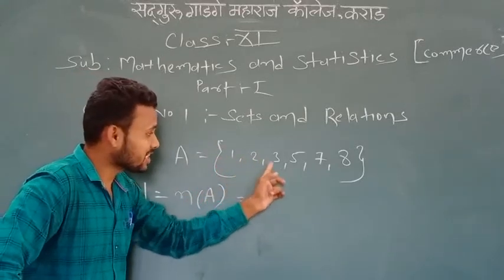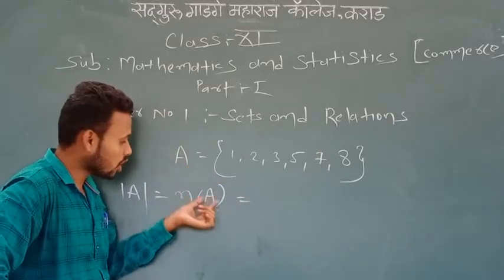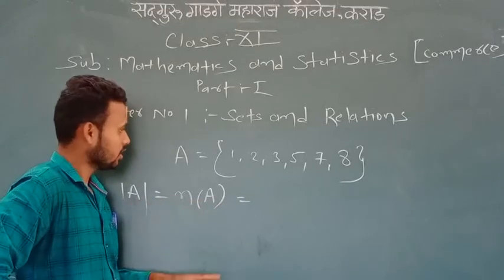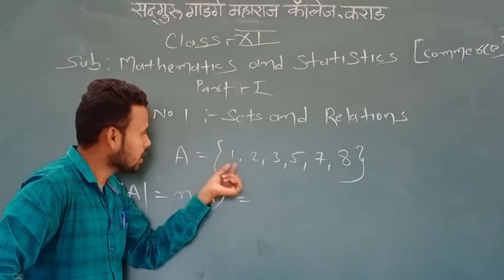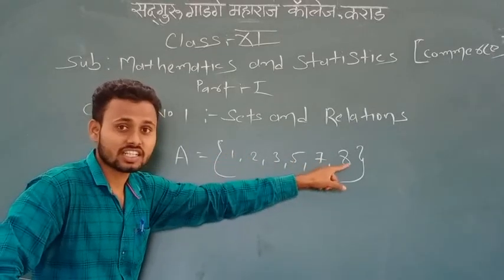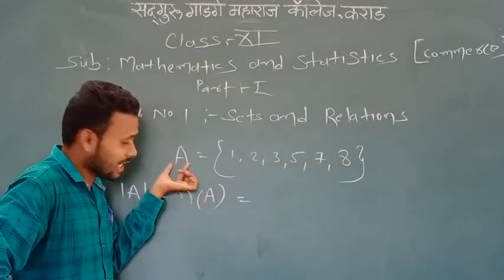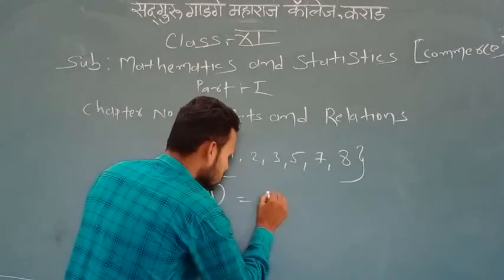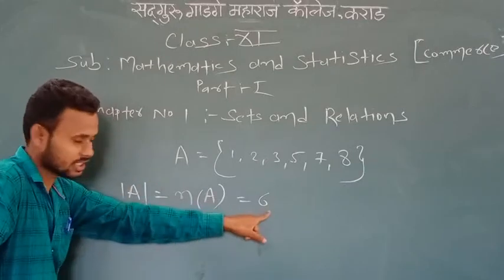The number of distinct elements contained in a finite set A is called the number of elements of that set A, or cardinality of that set A. Here, which are the distinct elements? 1, 2, 3, 4, 5, 6. There are 6 distinct elements in set A. Therefore, the number of elements of set A is 6, or we say that the cardinality of set A is 6.